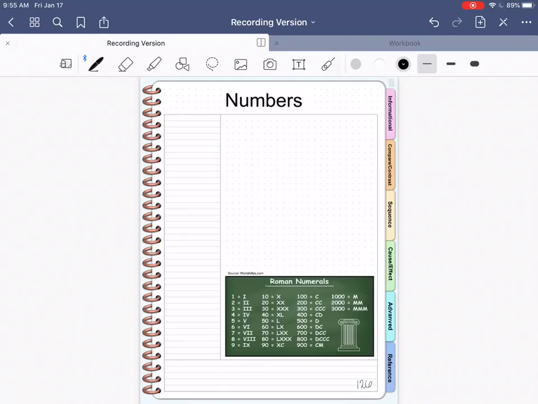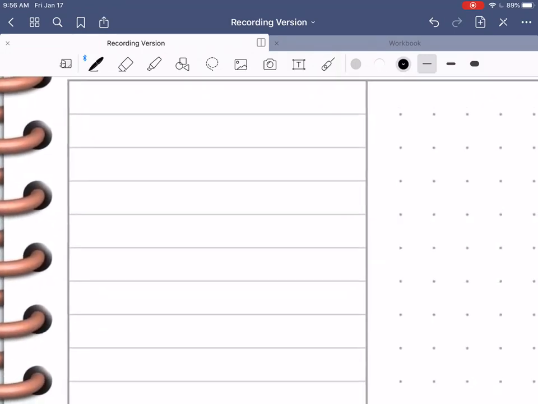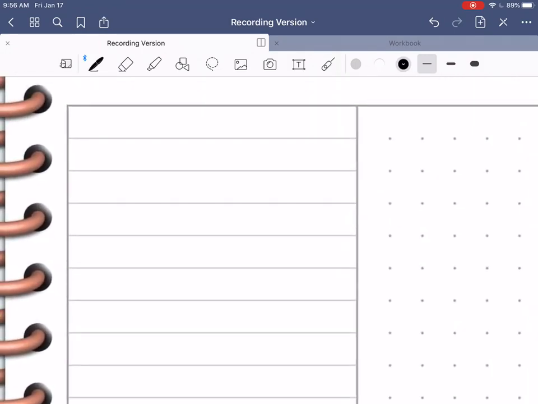Hi there, welcome back. In this video we are looking at the rules for using numbers, and I'm on page 126. We will get to this chart about Roman numerals very soon, but for now I want to zoom in up here in the corner and give you the rules about using numbers.